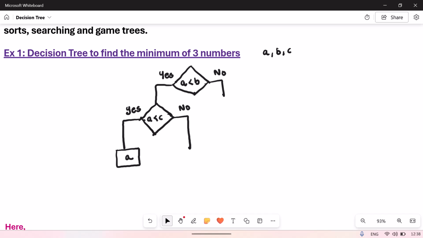Otherwise, if A is less than C and it is a no, that means C is the smallest. Otherwise, if A is less than B and it is not, that means B is smaller than A. So what I will do is again check whether B is the smallest among B and C.